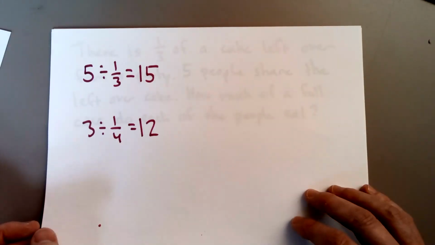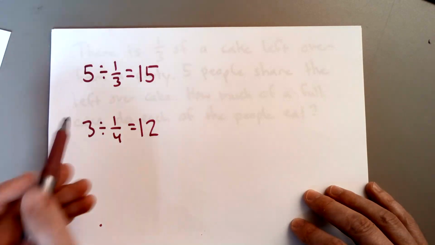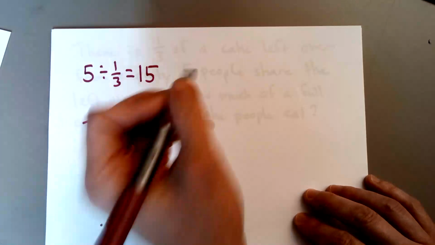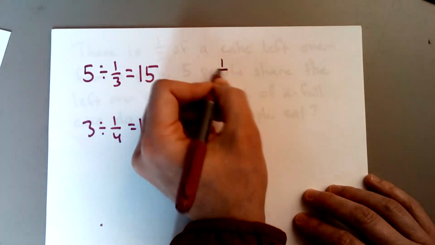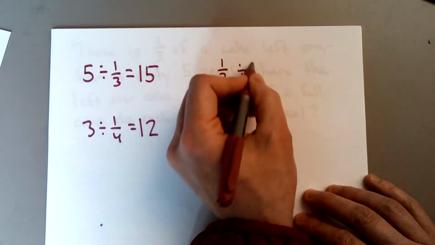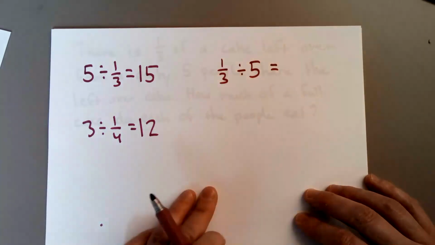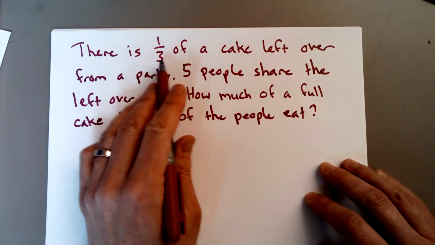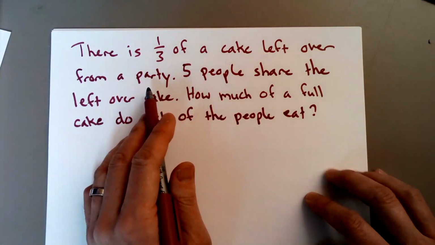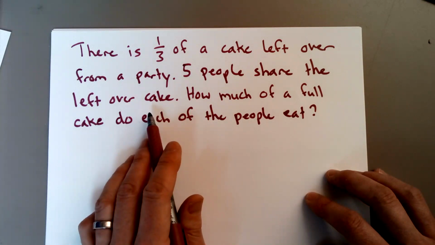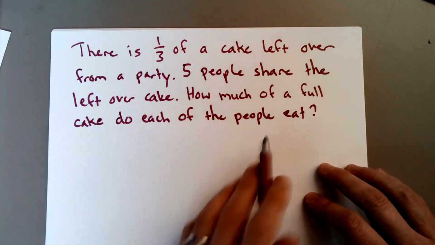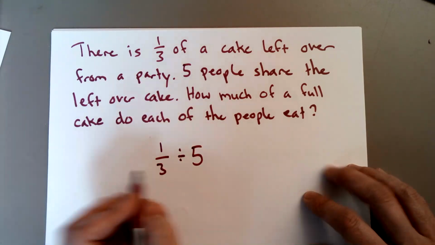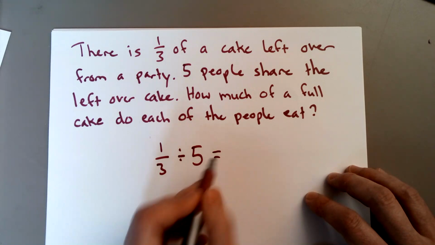Okay, so far we've looked at these two equations where we take a whole number and we divide them by a fraction. But we can also look at situations where we start with a fraction and we divide by a whole number. What are we going to do there? For example, in this situation, there's 1/3 of a cake left over from a party. 5 people share the leftover cake. How much of a full cake do each of the people eat? So there's a situation that calls for this expression, 1/3 divided by 5 people.